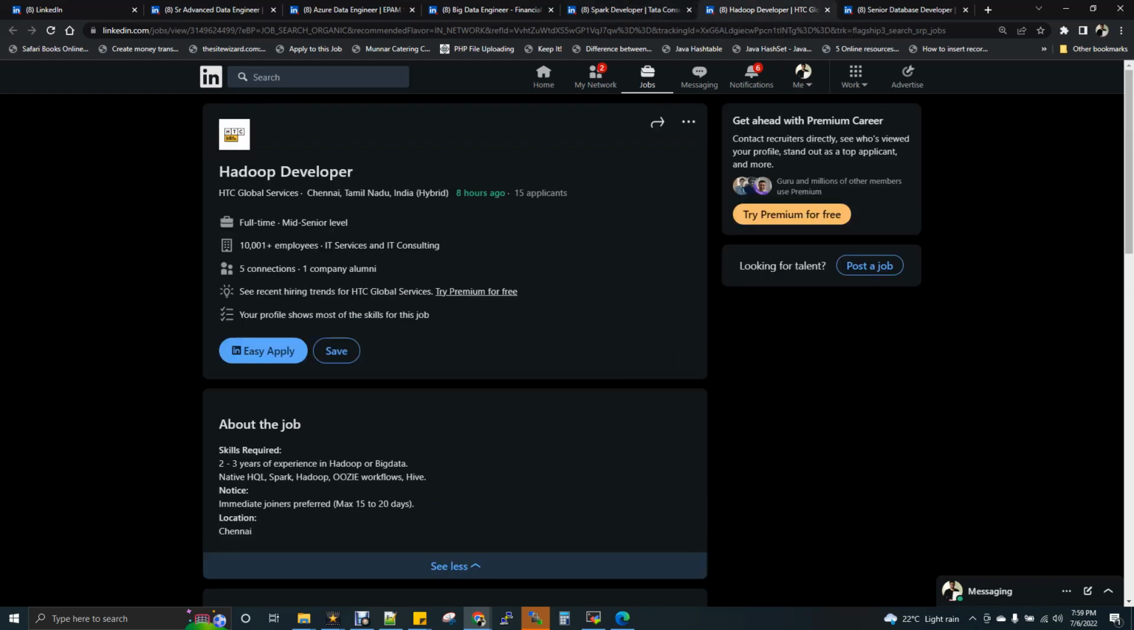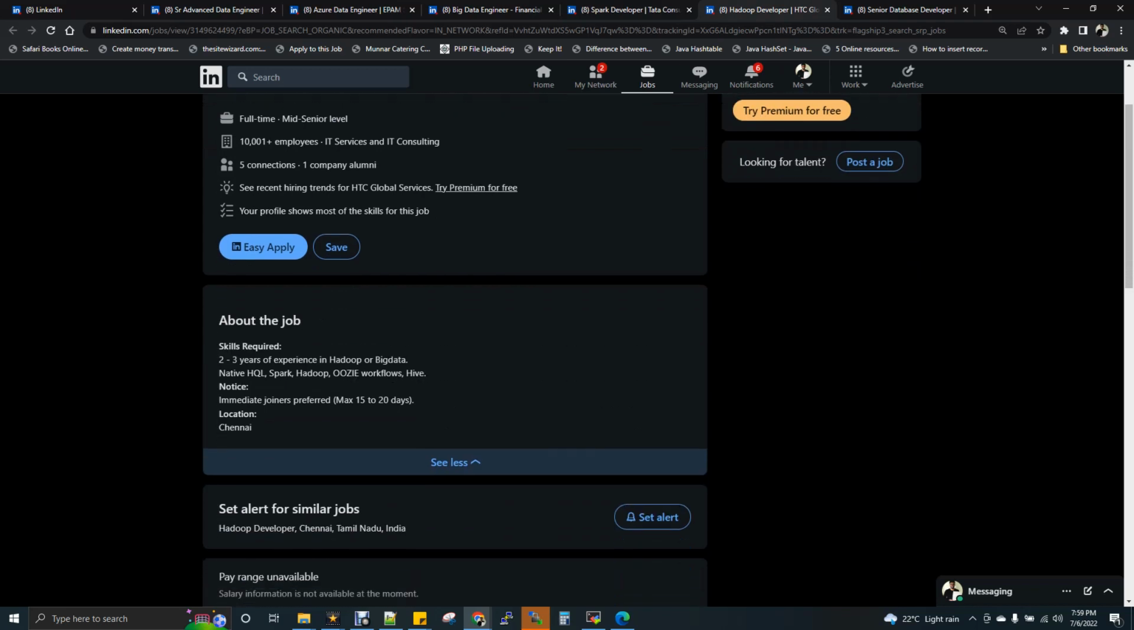And then it is HTC Global Services. The JD is very, very short. It's like HQL, Spark, Hadoop, Oozie. It's very simple, very straightforward. For 2 to 3 years of experience, obviously this JD is okay. But if you have more than 5 years, I recommend not to apply for this.